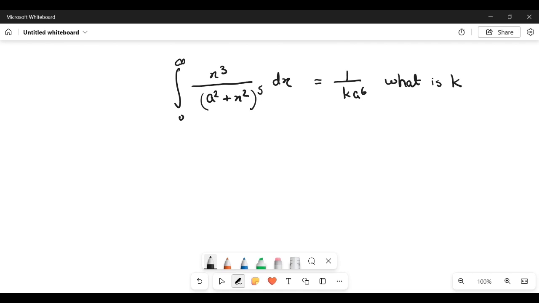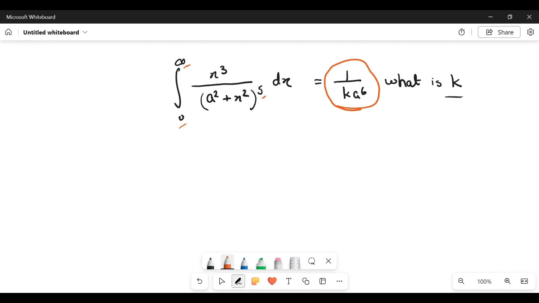So today we have a problem on definite integral, and here we are supposed to find the value of this k. So what is this k? So let's jump to the problem. The problem says that the integration from 0 to infinity of x cubed divided by (a square plus x square) raised to the power 5 dx is equal to 1 by k a to the power 6. Then what is k, right?